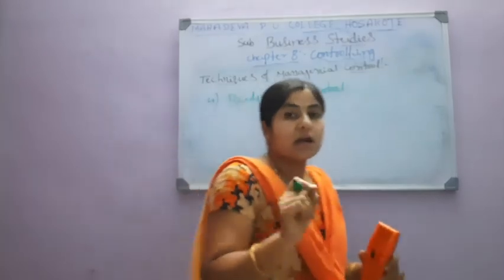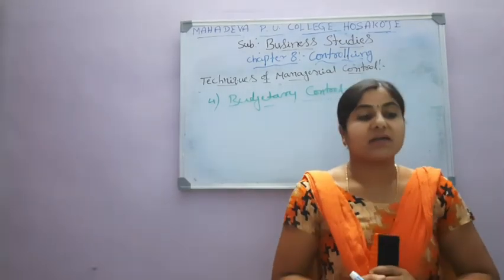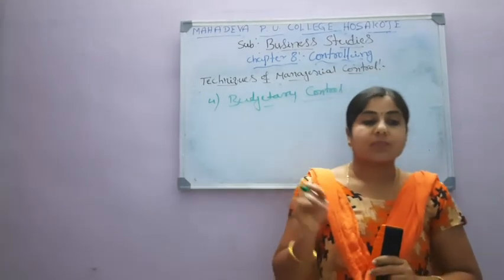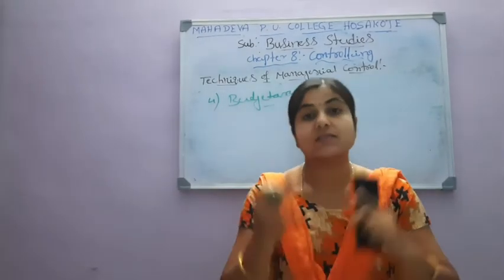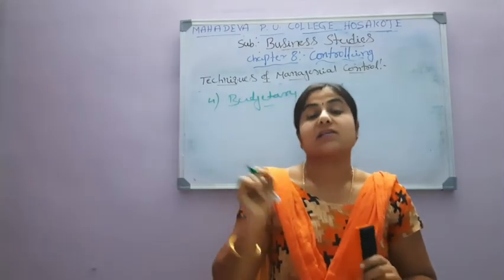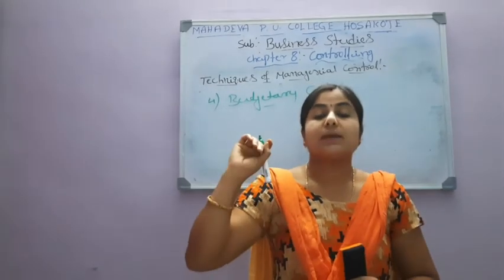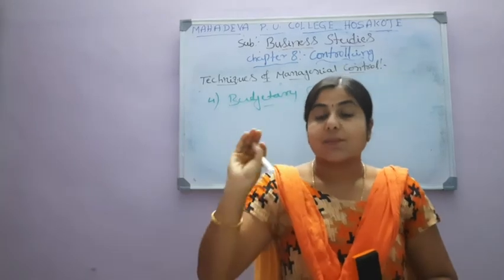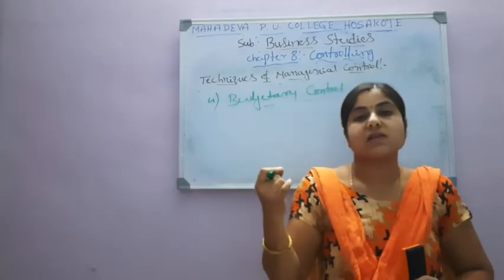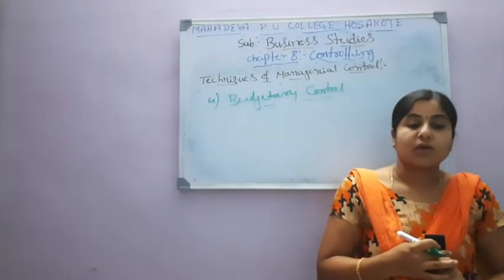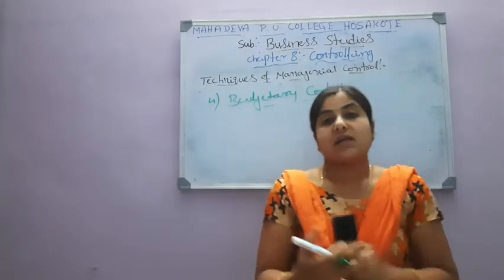So budgetary control is also another one of the traditional techniques of management. It is one of the techniques of managerial control which compares the actual results with the budgets. Budget is nothing but expected results expressed in numerical terms. We prepare certain budgets on the basis of future circumstances, and the actual results are compared with the budgetary standards.